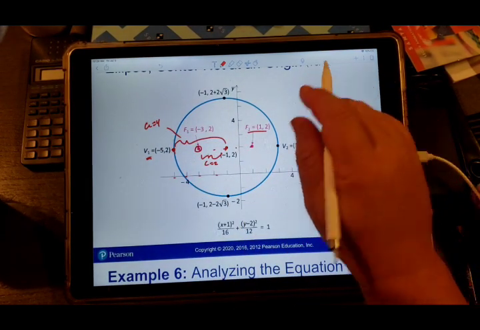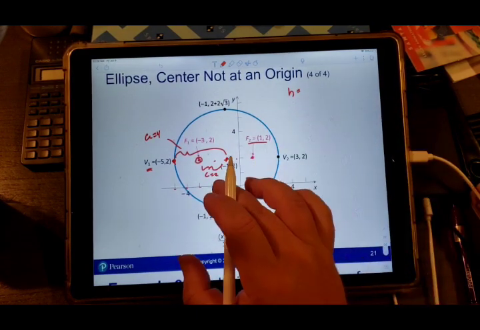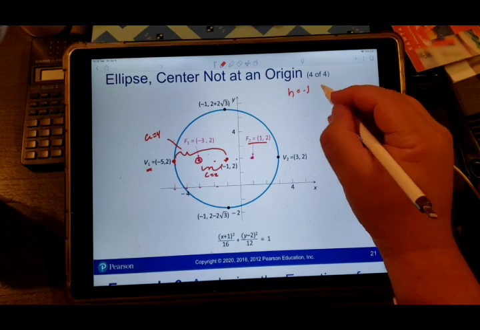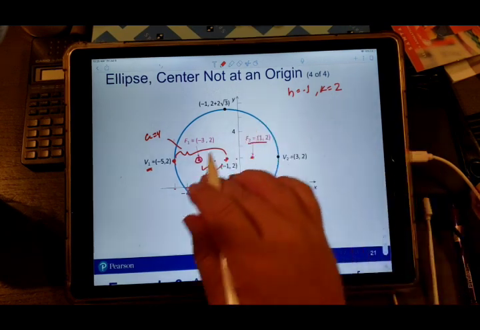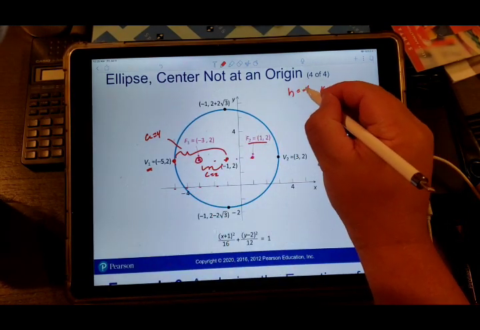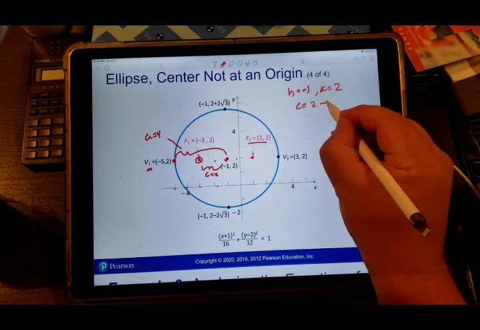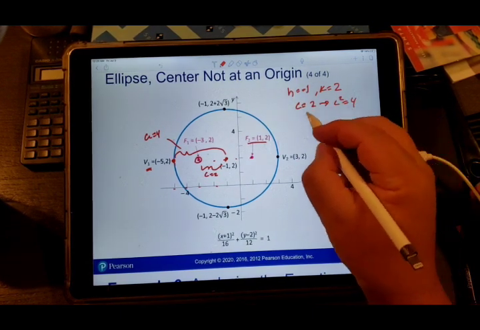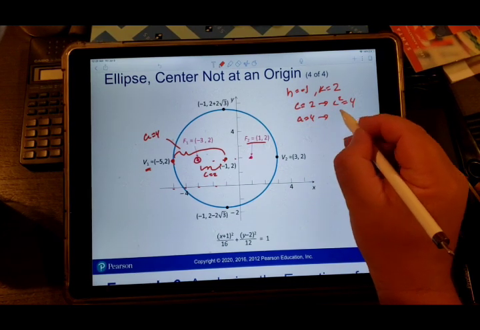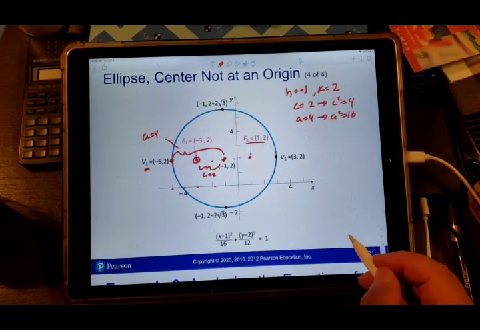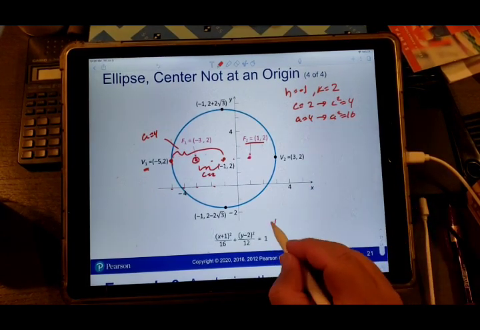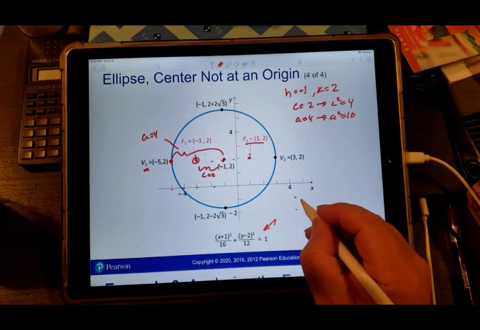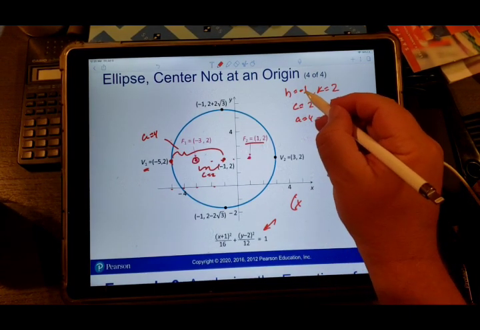So let's write down what I know. I know h, just given to me, is -1. I know k is 2, just handed to me because they told us that. From looking at the distance, I know that C is equal to 2, so that means C squared is equal to 4 when I need it. I know A is equal to 4, so that means A squared is equal to 16 when I need it. So the only thing I don't know right now is B, and I'll come up with that, but I have most of this formula.